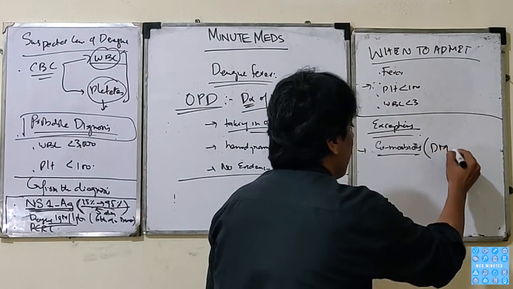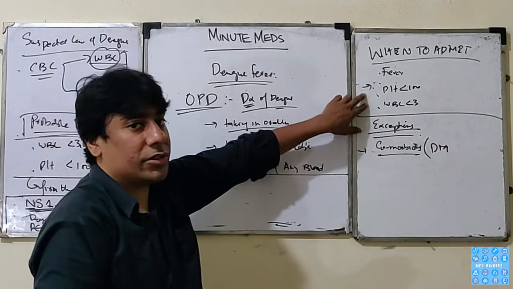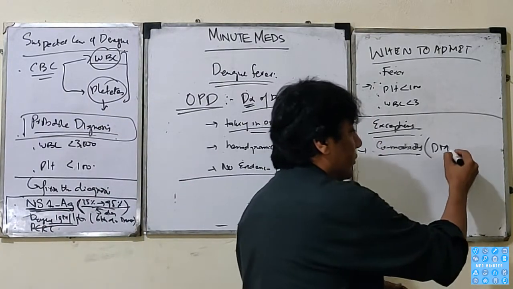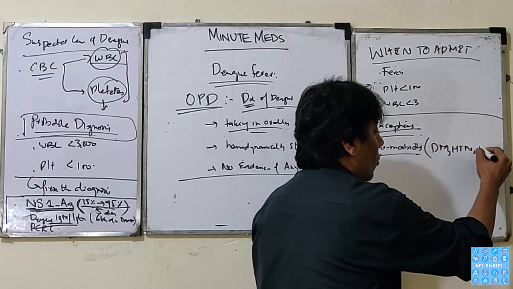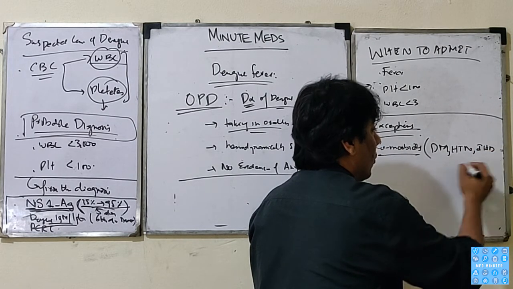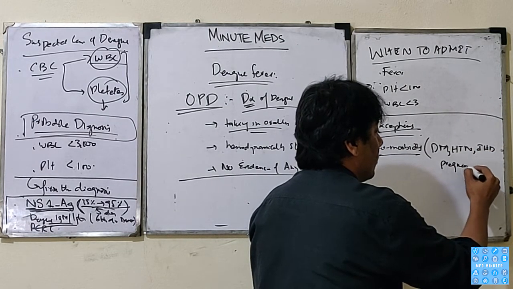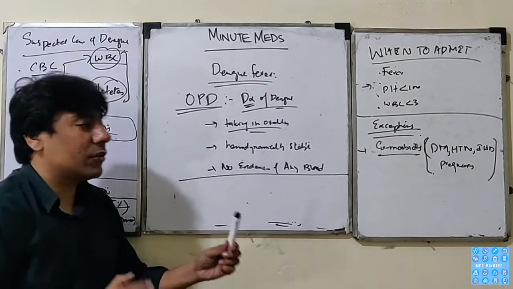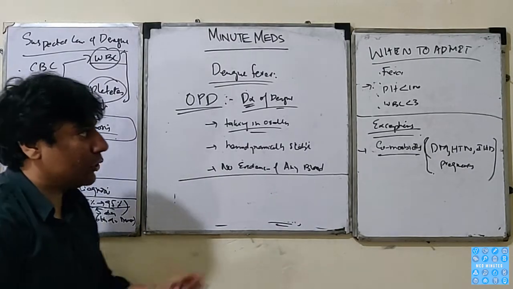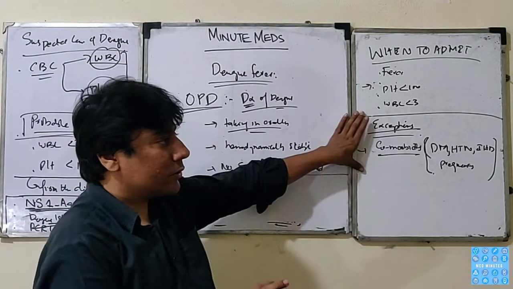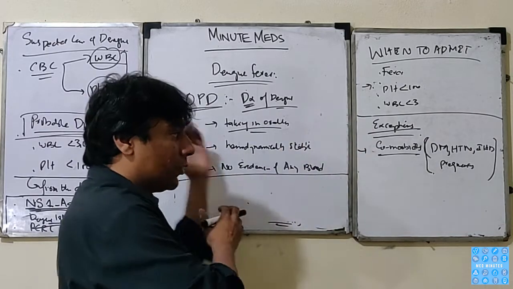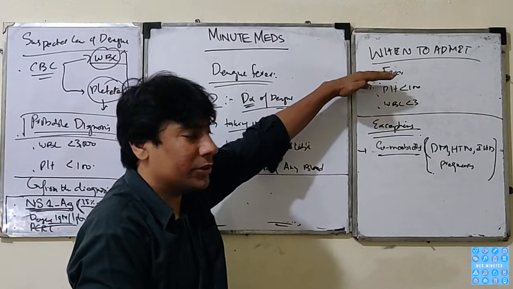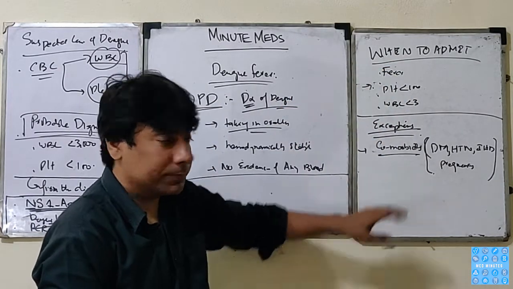Comorbids like a patient is diabetic, although the platelet count is in the safe range, more than 100, or WBC is more than 3, but the patient is diabetic, or hypertensive, or has ischemic heart disease, or pregnancy. Because these need close monitoring, that's why we admit the patient. So any patient with fever that is confirmed by all these steps, and the patient has comorbids, even if the platelet count is in the safe range, we admit the patient.